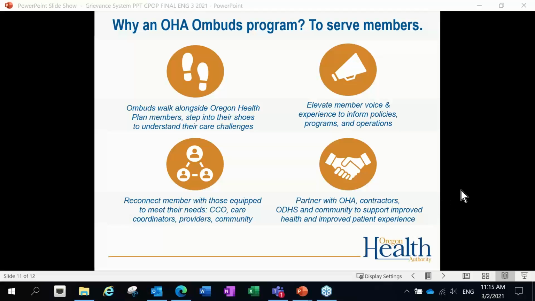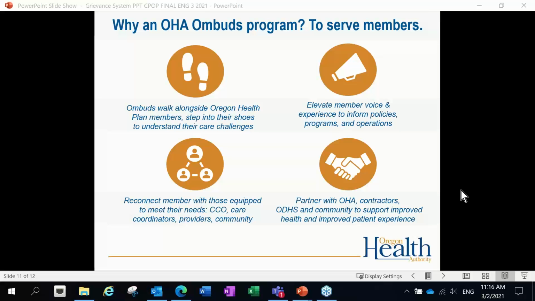Why an Oregon Health Authority Ombuds program? To serve our members. Again, to serve the Medicaid population that exists here in Oregon. Ombuds, we walk alongside Oregon Health Plan members. We try to step into their shoes and understand their care challenges. How can we better serve this individual? Is it finding the right mode of transportation? Is it finding the right type of provider? Maybe they need a provider that speaks their language.